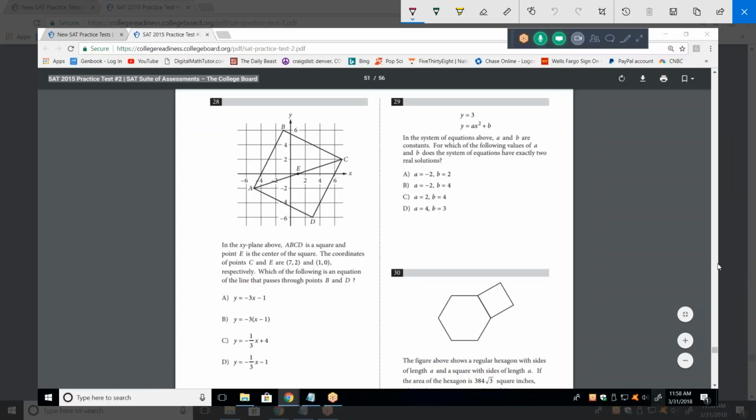Okay, ABCD is a square. Center of the square is E. They give you the coordinates of C and E. Which of the following is an equation of the line that passes through B and D? Well, we're not going to have time to do this whole problem today, but let's talk about some concepts and we'll come back to it.